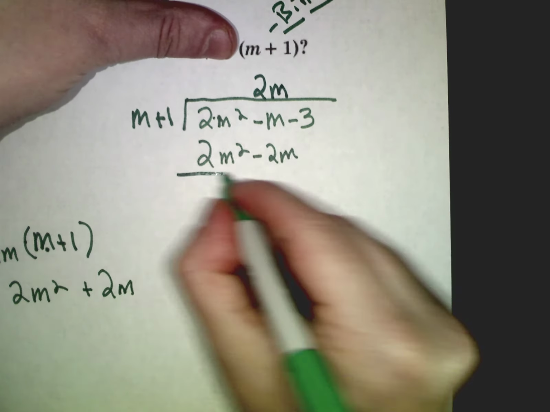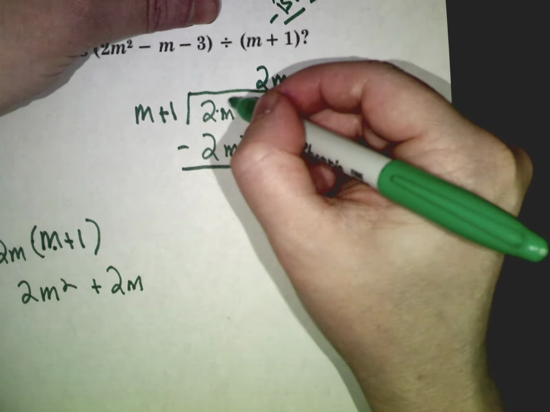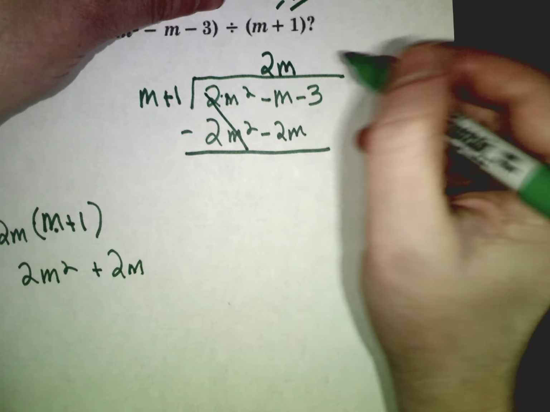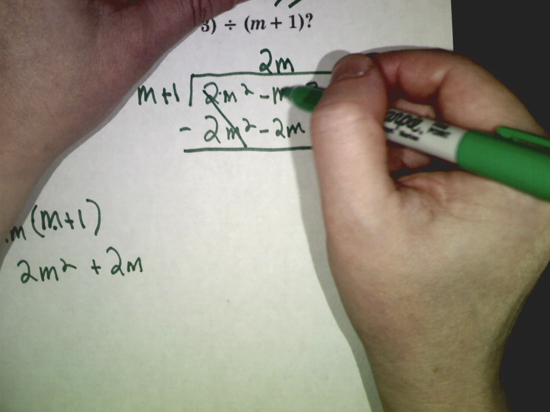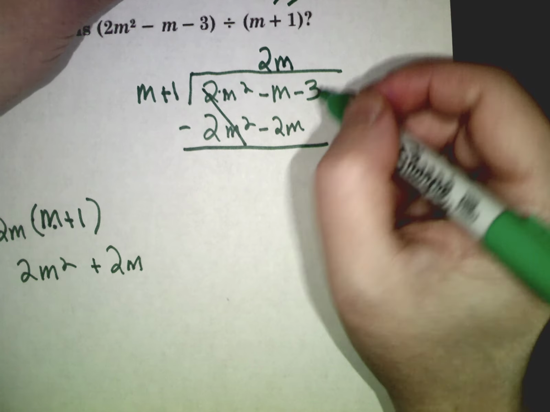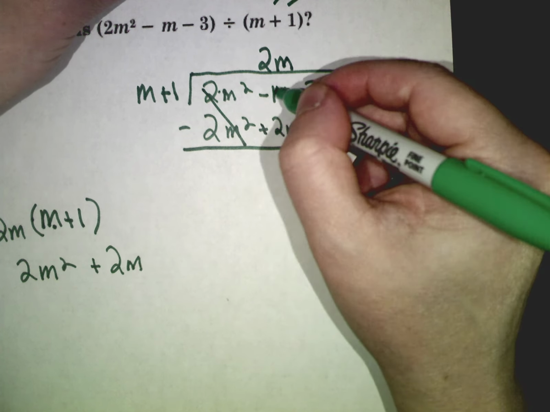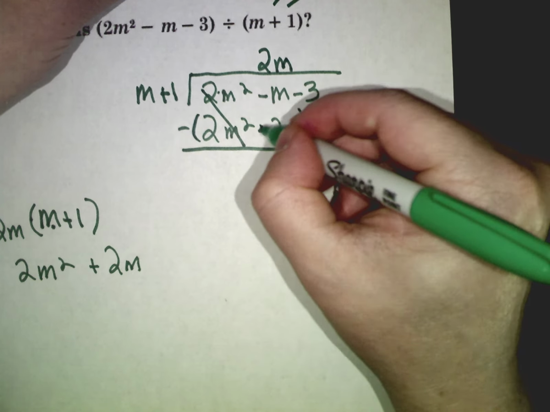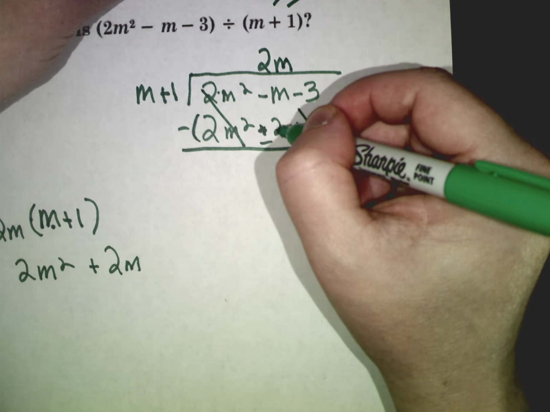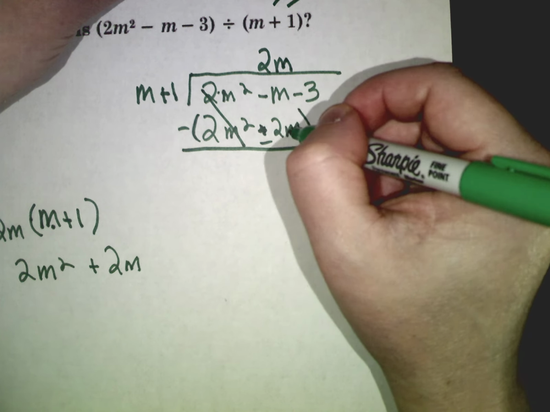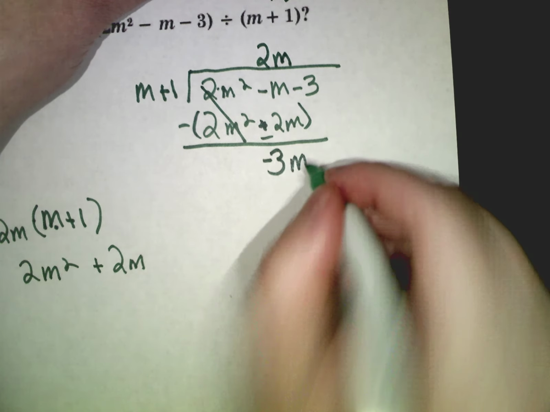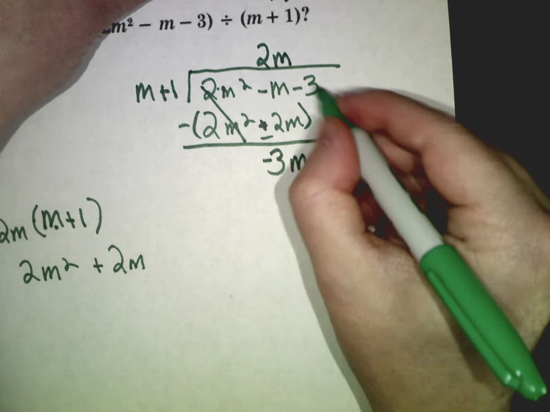Now, if you remember from long division, you subtract these two numbers. And look at this, 2m squared minus 2m squared, that magically goes away. Now, look at this, how nicely these line up. Well, negative m minus a positive 2m. But this is turned negative because I'm subtracting this whole thing. So negative m minus 2m equals negative 3m. Minus 3 comes down.